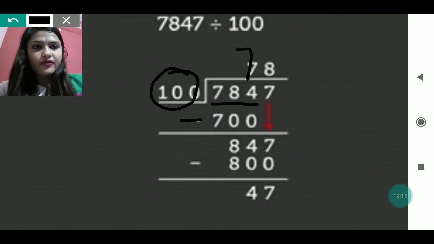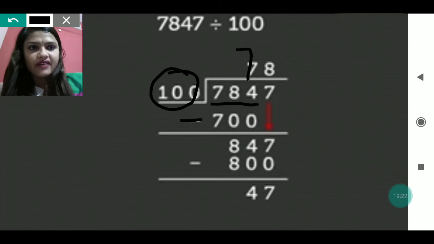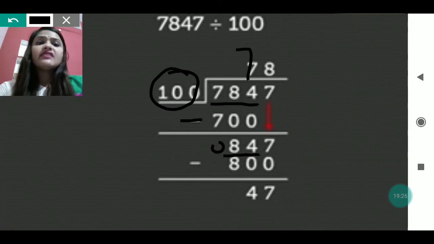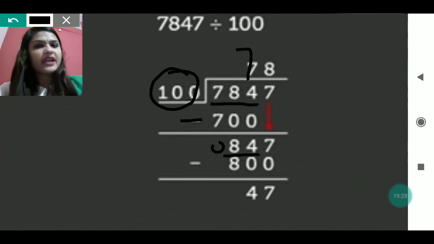4 minus 0 will be 4. 8 minus 0 will be 8. 7 minus 0 will be 7. So what we have got? We have got 84. So is 84 divisible by 100? No. 84 is lesser than 100, so it cannot be divisible.